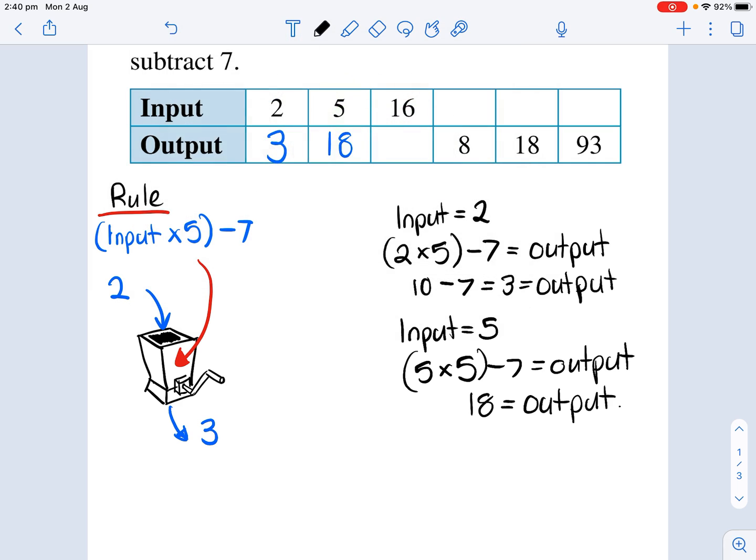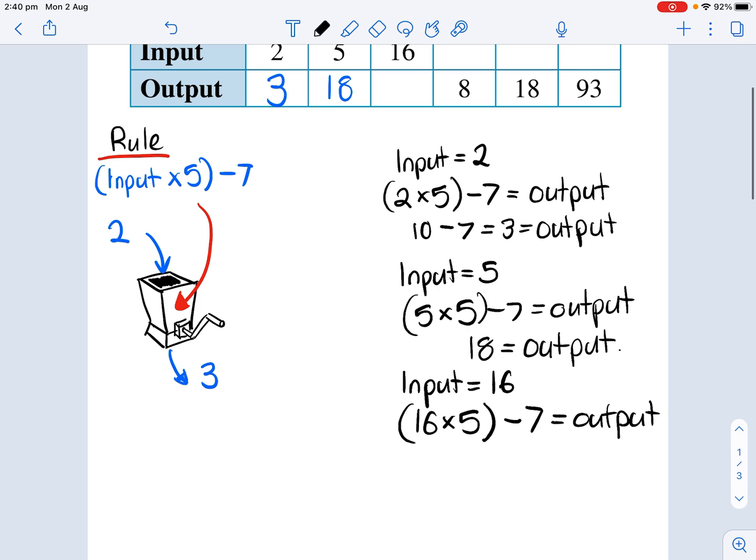Then finally, the input is 16 in the last instance, so the input is equal to 16. Then the output is going to be 16 times 5, applying that same rule, subtract 7 is equal to the output. And in this case, if you put that in your calculator, that will equal 73 as the output.